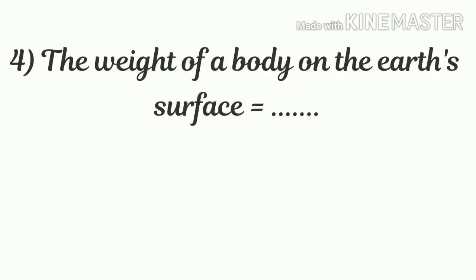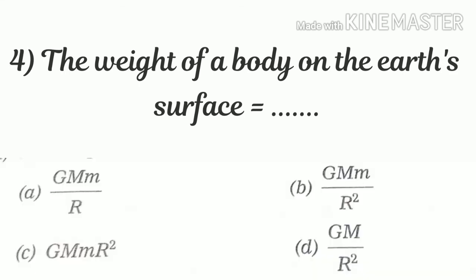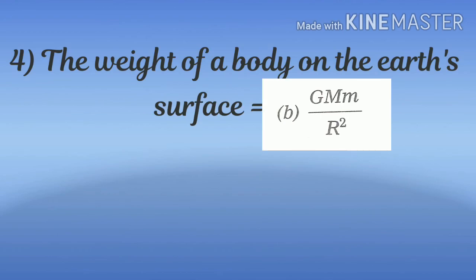Question 4. The weight of the body on the earth's surface is equal to dash, and the options are A GMm upon r, B GMm upon r square, C GMm r square, and D GM upon r square. And correct answer option is B, that is GMm upon r square.